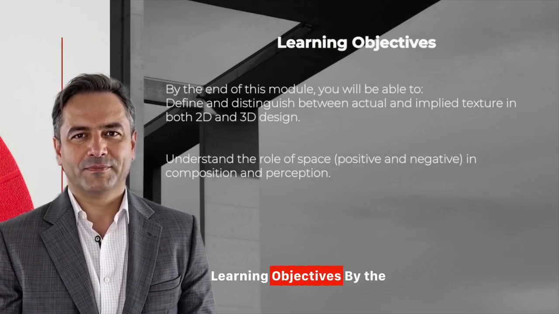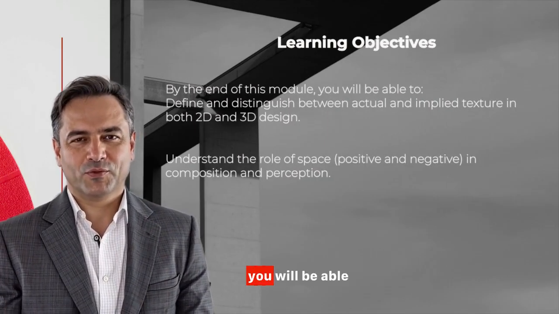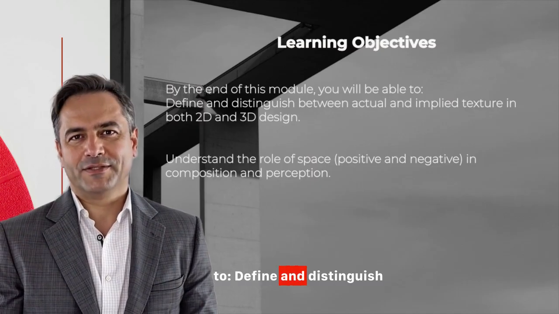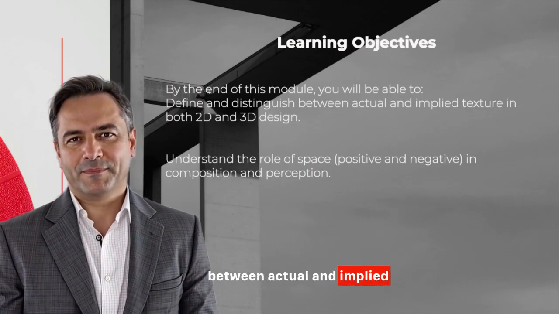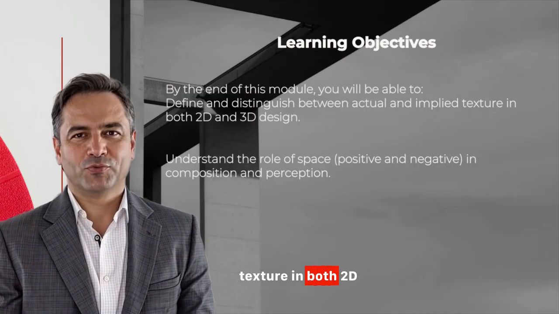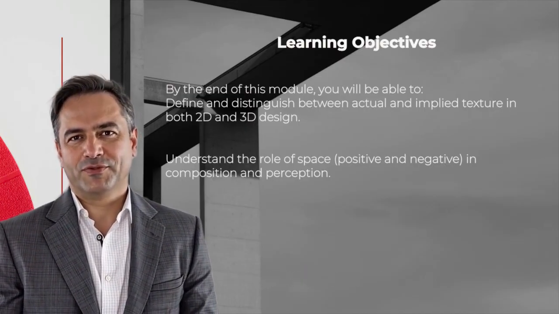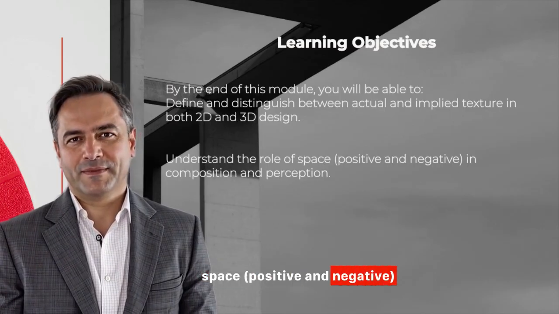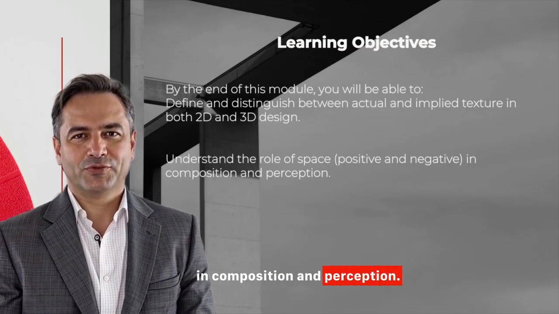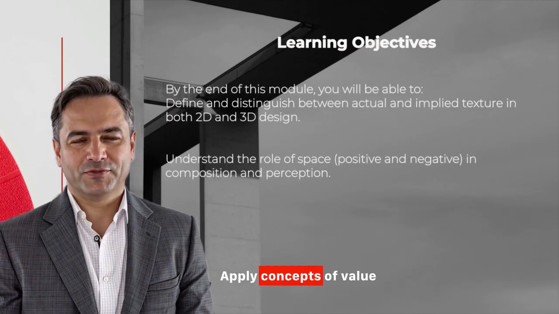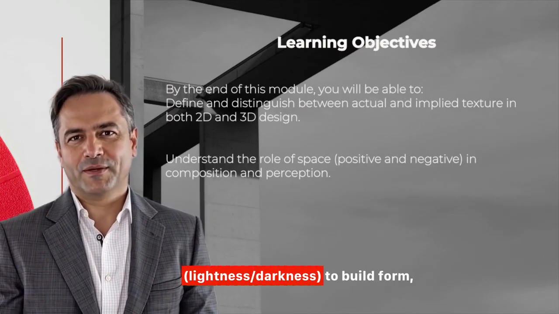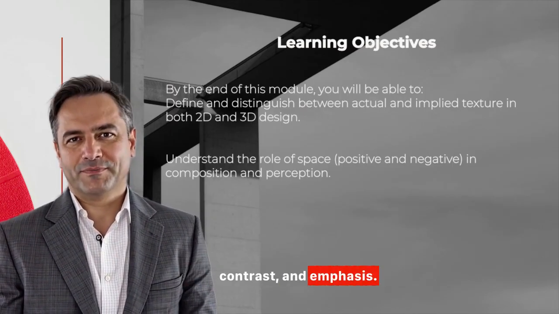Learning objectives. By the end of this module, you will be able to define and distinguish between actual and implied texture in both 2D and 3D design. Understand the role of space, positive and negative, in composition and perception. Apply concepts of value, lightness, darkness, to build form, contrast, and emphasis.